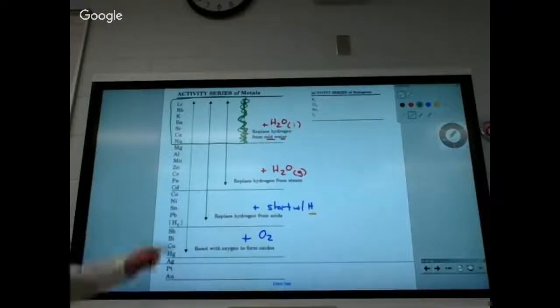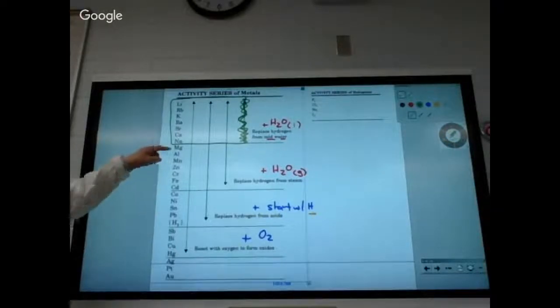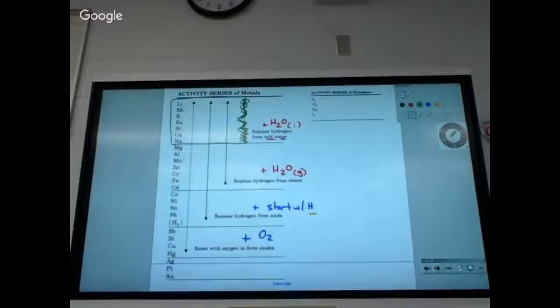Okay? Magnesium is right there below the sodium, right? The piece of magnesium still laying on my desk where somebody hasn't come and made up their lab. I can stick magnesium in cold water all day long. Anything happen to it? No. Okay?